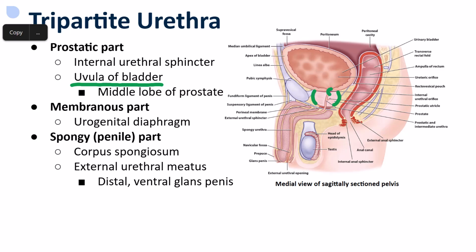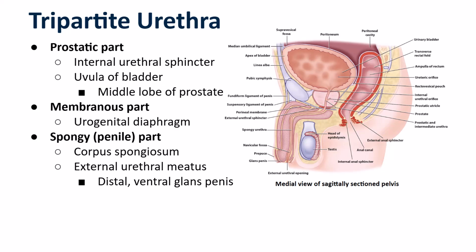If the middle lobe of the prostate were to hypertrophy or grow large, that can actually increase the size of the uvula and occlude that internal urethral meatus, making voiding the bladder very difficult. It's that prostatic part of the urethra that receives secretions of the semen and sperm. These come up from the testes via the ductus deferens, and there are ejaculatory ducts that feed into the prostatic part of the urethra.